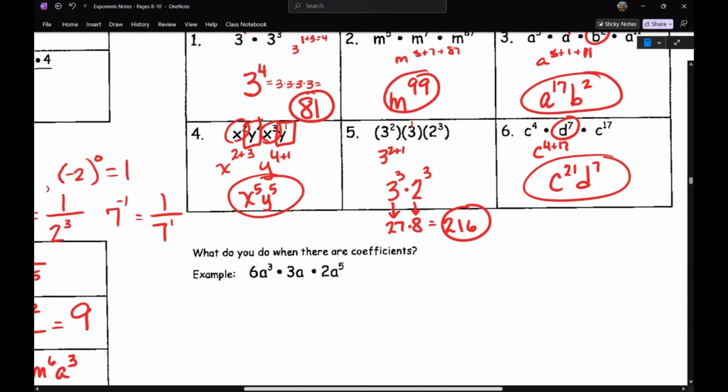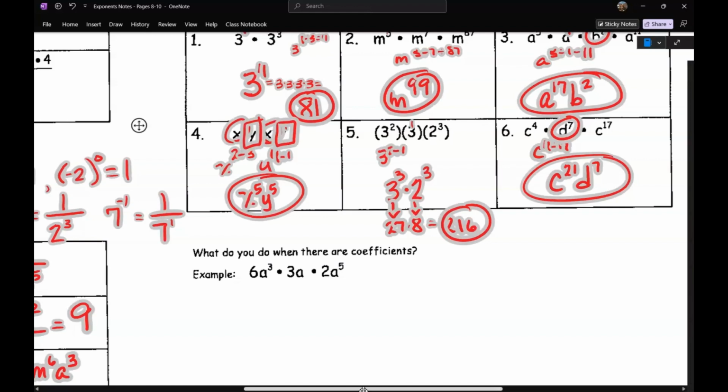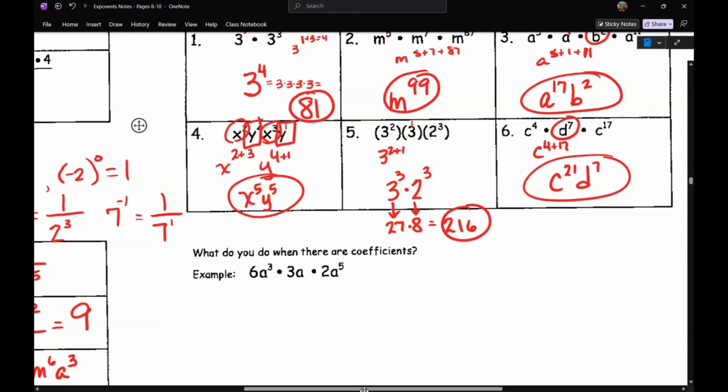All right, the next example says, what do you do when there are coefficients? Meaning, what do I do when there is this 6, a 3, and a 2? So if we think about it, that's 6 times a to the 3rd times 3 times a to the 1st times 2 times a to the 5th. And the commutative property says I can move this around. So I could do 6 times 3 times 2. And then I put my a's next.